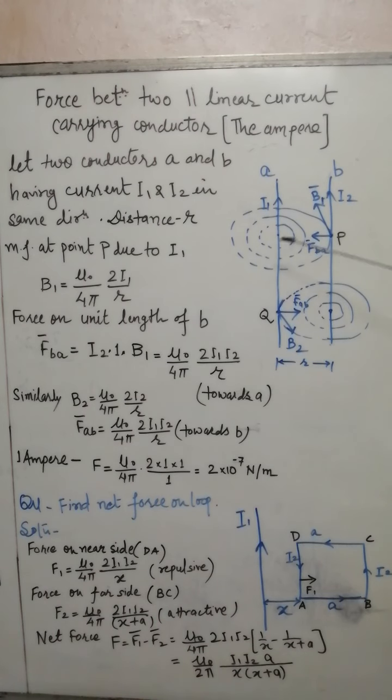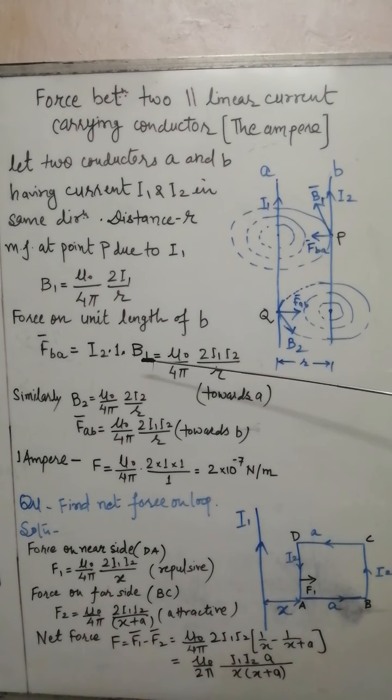Applying Fleming's left hand rule, you can get the direction. The force on B due to A, F_BA, will be towards A, and the force on A will be towards B, which means they attract each other. If we have two long wires carrying currents I1 and I2 in the same direction, they experience a force towards each other, an attractive force.